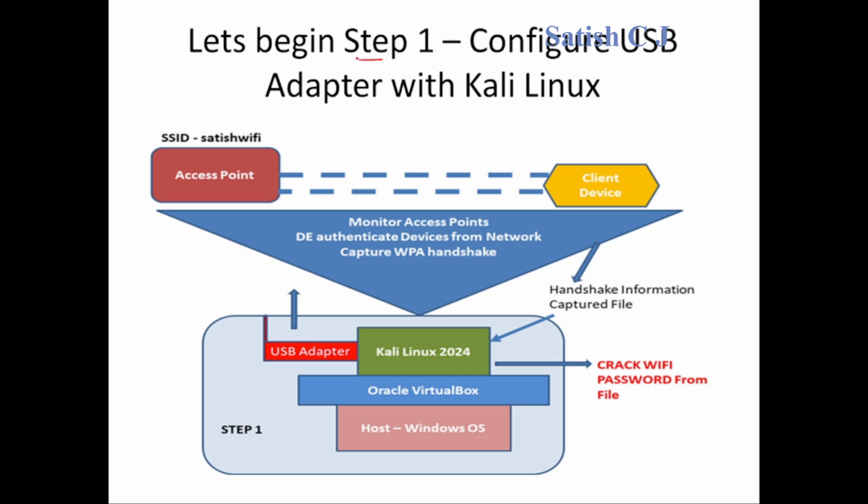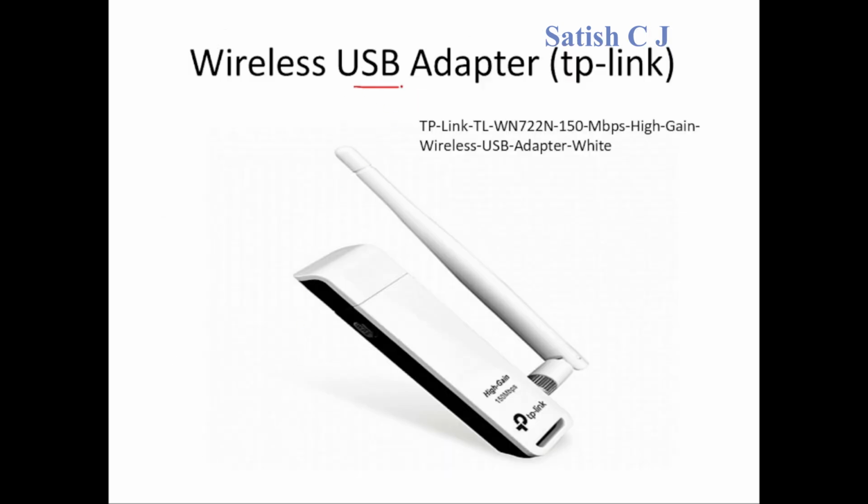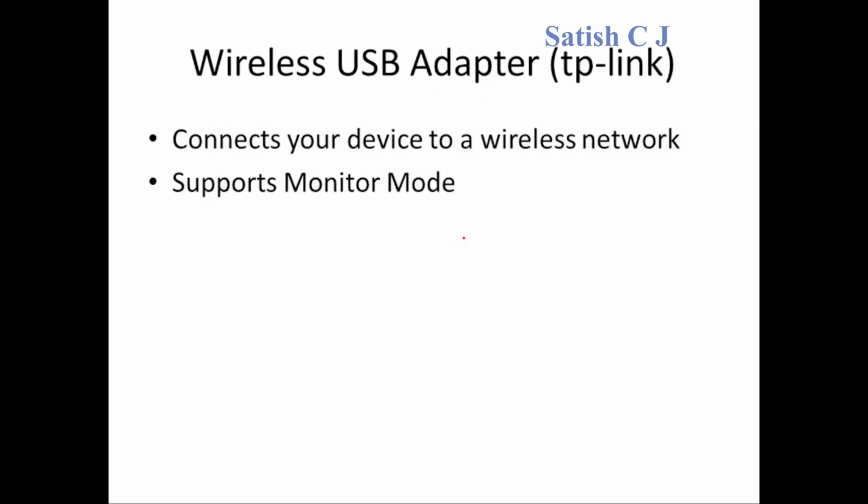Now let's begin with step 1. What is that? Configuring the USB adapter with Kali Linux. As I've already explained, step 1 is you should have this environment ready, Kali Linux installed, and next you should have your USB adapter, that is the TP-Link adapter. Now we'll configure Kali Linux to pick up this adapter. This is the adapter I'm using, a TP-Link wireless USB adapter for this demo.